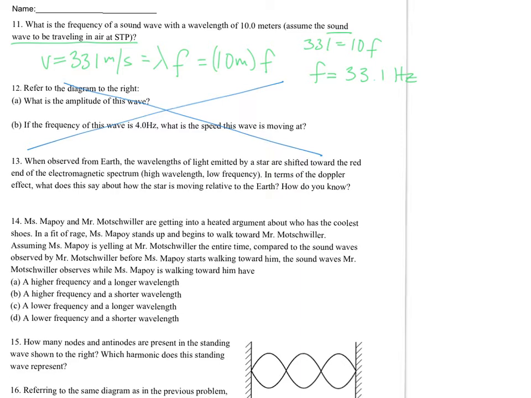Number 13, when observed from Earth, the wavelengths of light emitted by a star are shifted toward the red end of the E&M spectrum, which means high wavelength, low frequency. In terms of the Doppler effect, what does this say about how the star is moving relative to the Earth? How do you know? So a little background information about the electromagnetic spectrum, which we'll cover in the next unit after this test. So there are parts of the E&M spectrum. This is pretty much all about light. And part of it involves the visible light, which is our rainbow colors, ROY G. BIV.